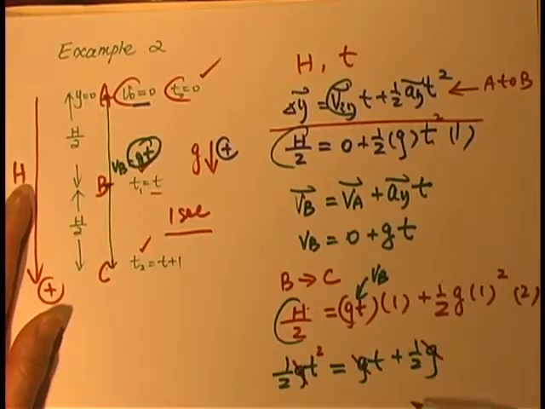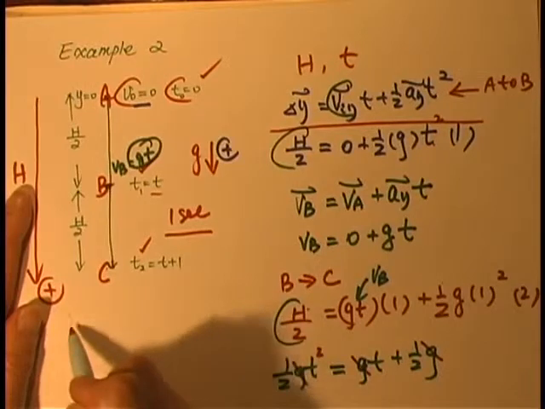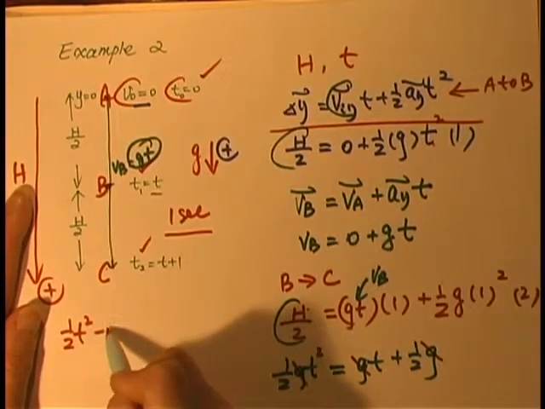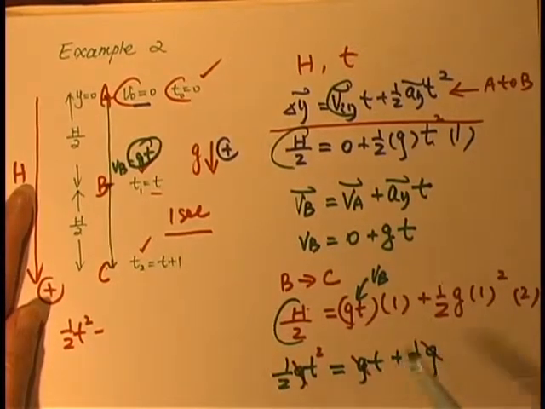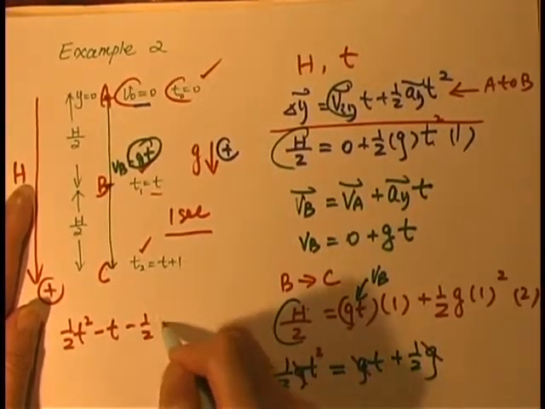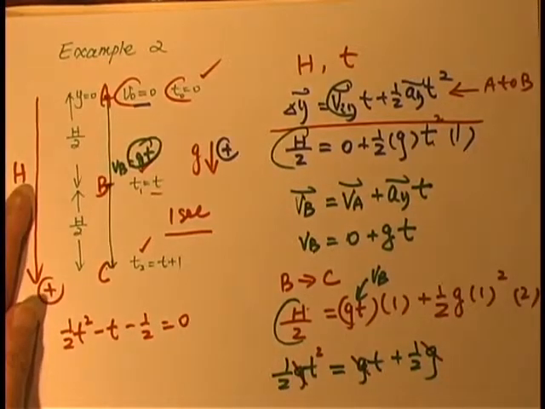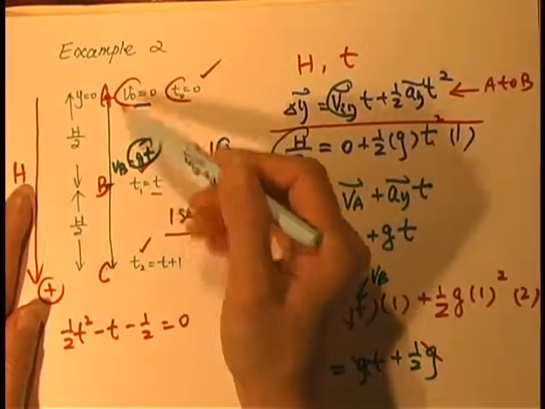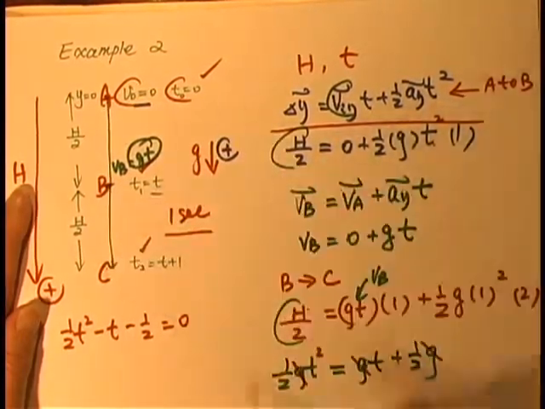1/2 t squared equals to, so you bring everything to the left, you have a quadratic equation. You have 1/2 t squared minus t, g get cancelled, minus 1/2 equal to 0. You can solve t. Once you solve t, t is from here to here. Then the total time is t plus 1.